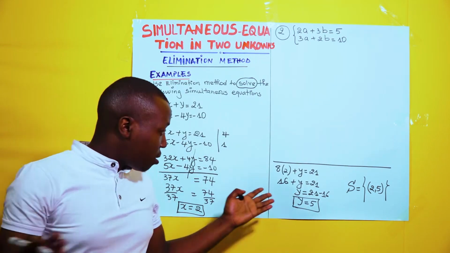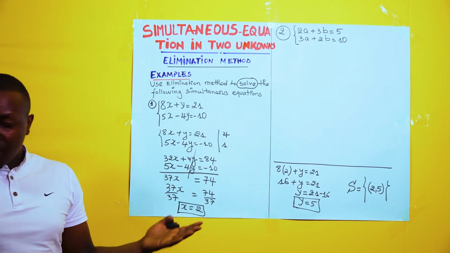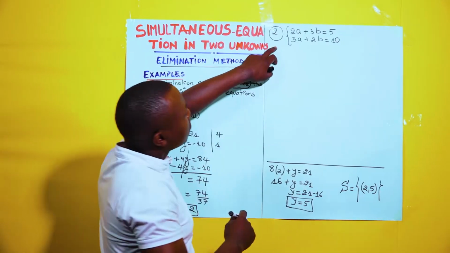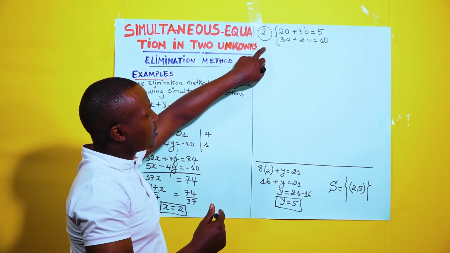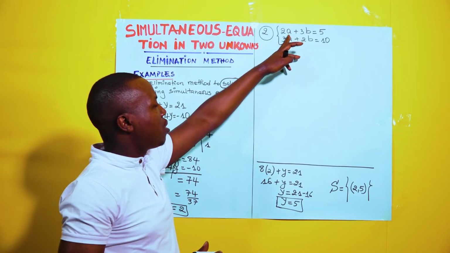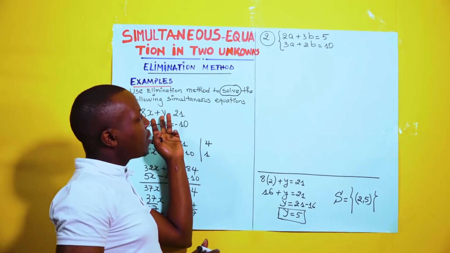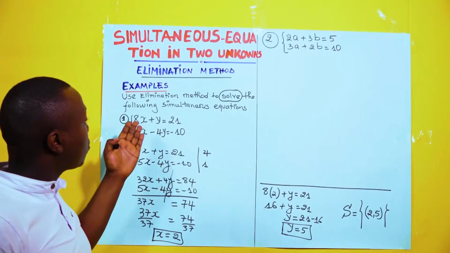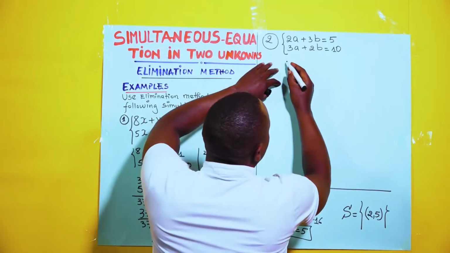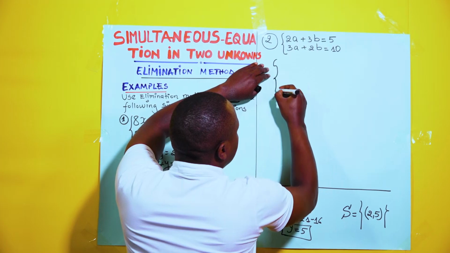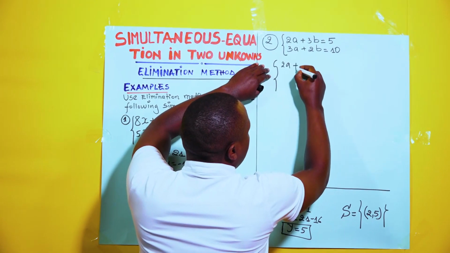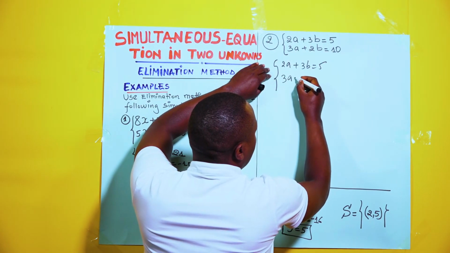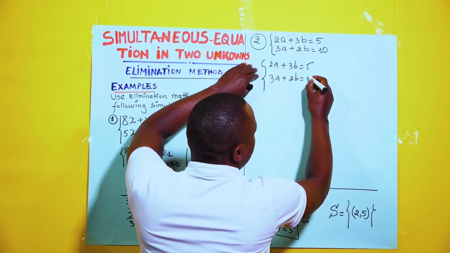Are you satisfied with the way we dealt with this question? Alright. So now let us try the second question. The second question, they have changed the variables. Here you had x and y, but here we have a and b. But the method is the same, elimination. So let us take 2a plus 3b equals 5, and 3a plus 2b equals 10.